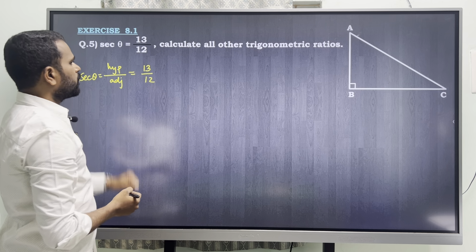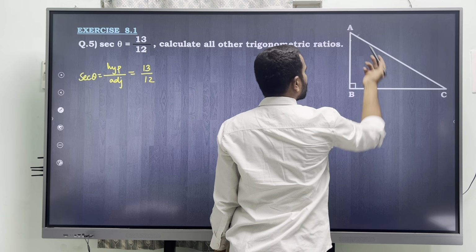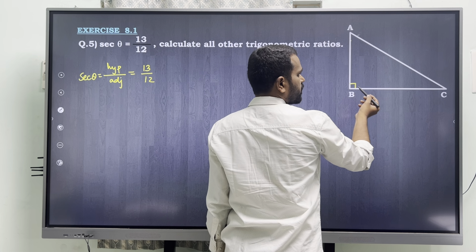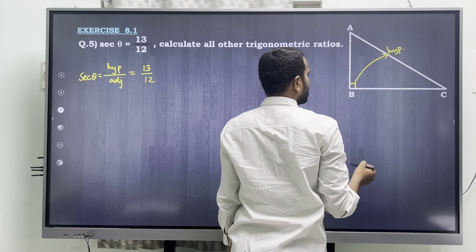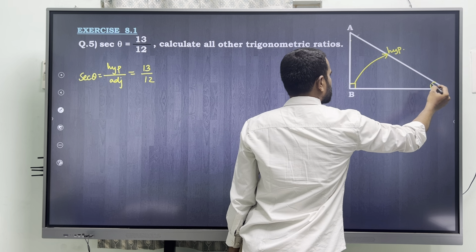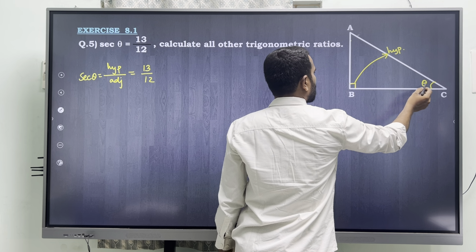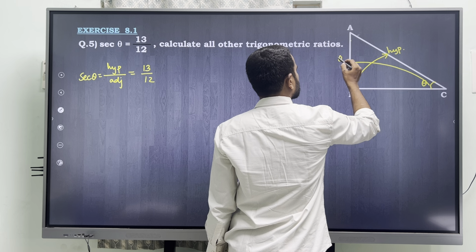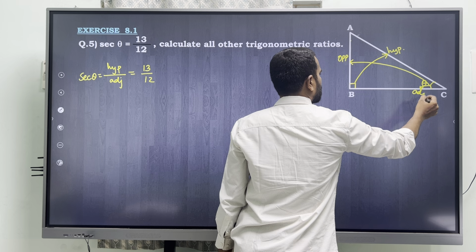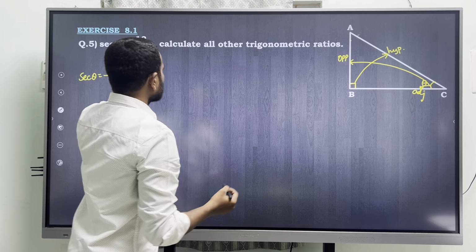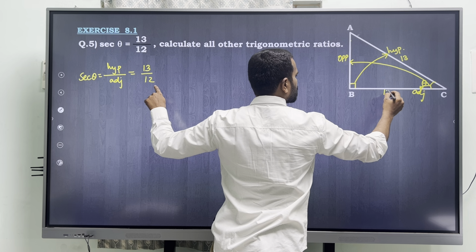Okay. Now see here secant theta. So we can take theta anywhere, here or here, because this is the right angle. We won't take it here. Opposite to this right angle is the hypotenuse. Next, let me take this as theta. So if I take this theta, opposite to this angle is the opposite side, and adjacent to this is the adjacent side. So hypotenuse is 13, and adjacent is 12.